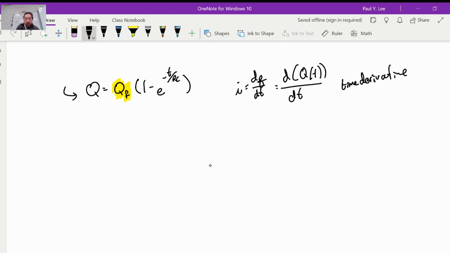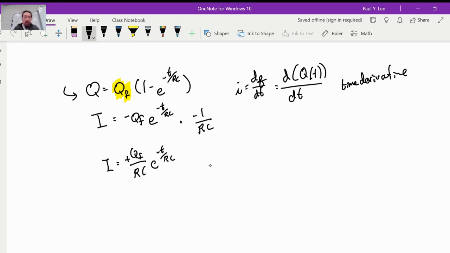What we end up with is the current at any moment of time is equal to negative QF e to the negative t over RC, but thanks to the chain rule, we also have to multiply that by negative 1 over RC. If we clean that up, we get positive QF, since negative times negative gives us positive, over RC, e to the negative t over RC.